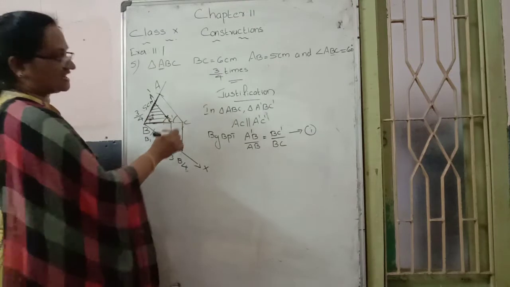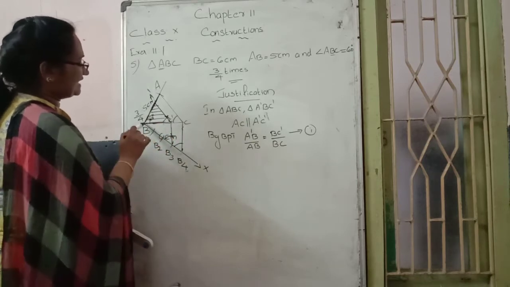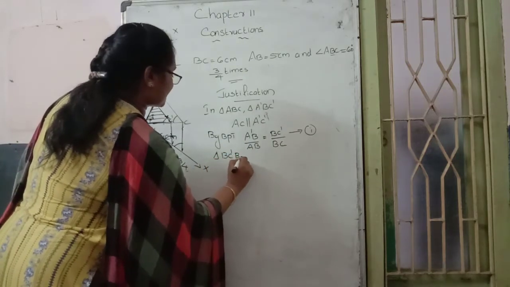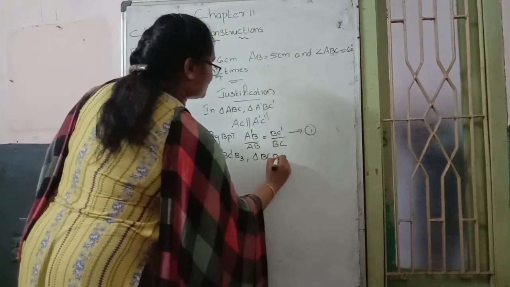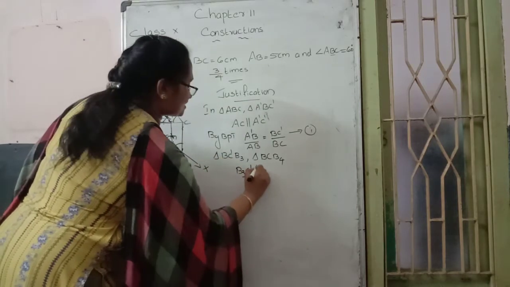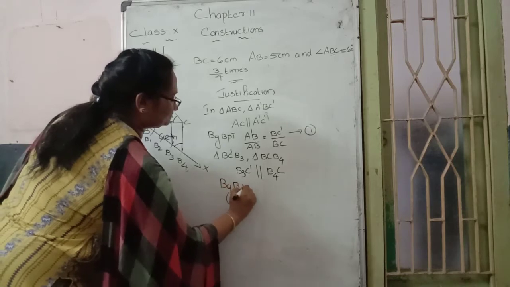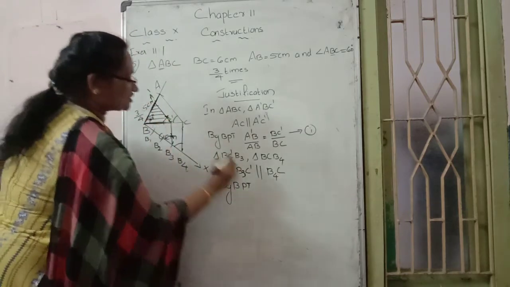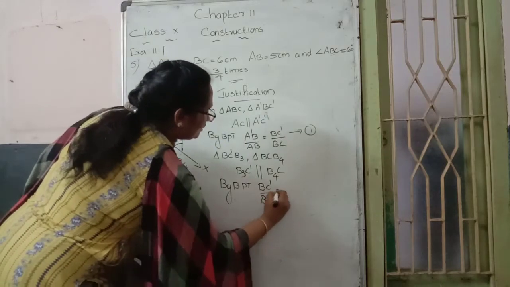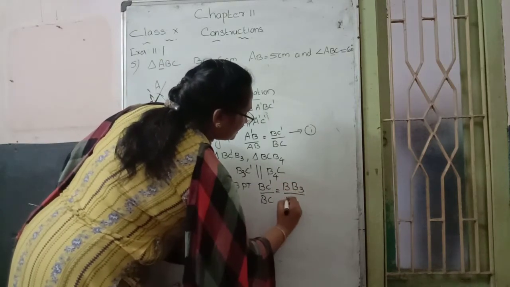Next, same way, the down layer case also. Here two triangles are there. First triangle is BC dash B3, second triangle is BC B4. B3C dash is parallel to B4C. Applying the BPT theorem, ratio wise we write BC dash by BC is equal to BB3 by BB4.